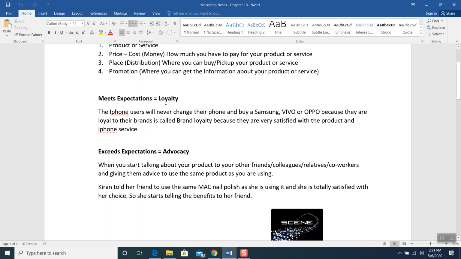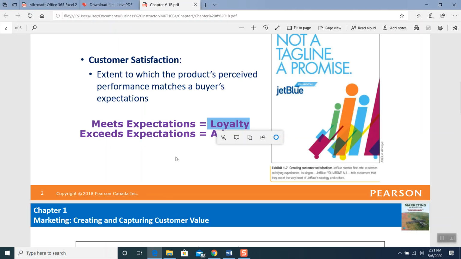Some of you guys are probably using the second or the third or the fourth iPhone in your lifetime. Why? Because you are completely satisfied with your iPhone product and the services it provides. That is called meet expectations. Next one, exceed expectations. Guys, what does exceed mean? It means that when you're fully satisfied about your product or with the services, that is called advocacy.